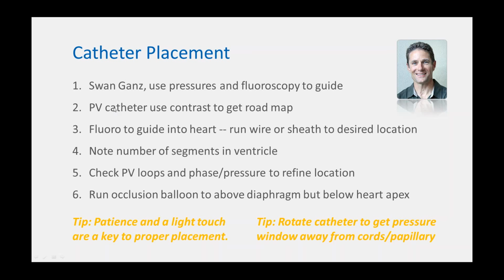With a PV catheter, we oftentimes use some sort of iodinated contrast to get kind of a roadmap of where we're going. We oftentimes will save a cine loop so we can refer back to it. Once you have that, we'll use fluoro to guide the wire or the sheath to the desired location, and once those are close, then we'll run the catheter along that wire or down the sheath to get it in.